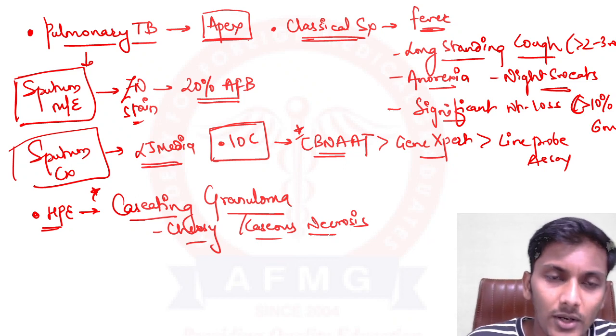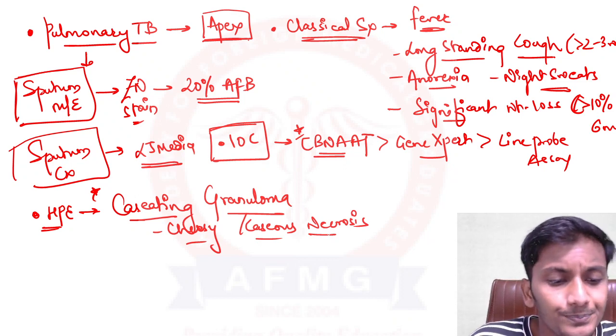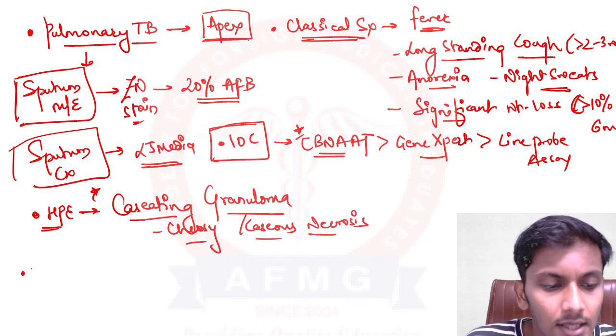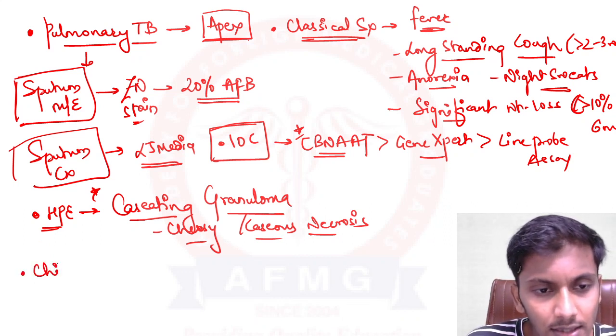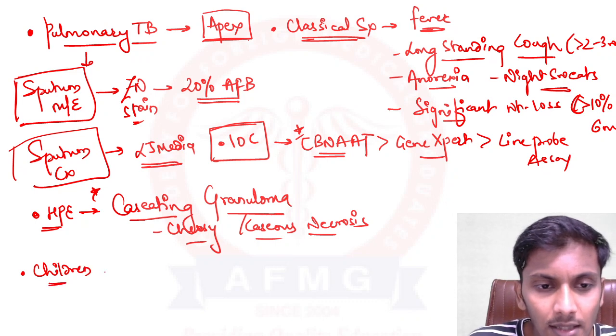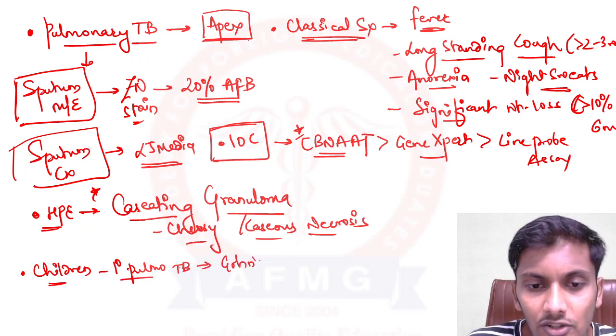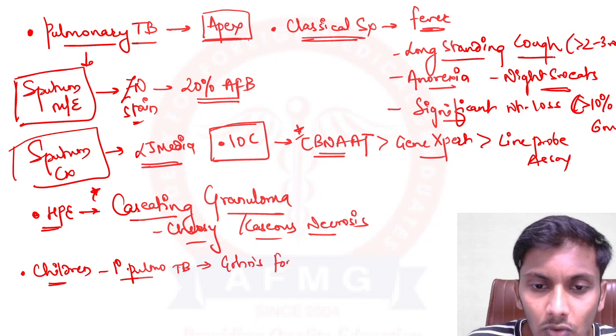Okay, important one, very important question. Now let's discuss some few more points about TB that you need to know, guys. In cases of children, primary pulmonary TB would manifest as what? The primary region of pulmonary TB in children is your Ghon's focus.